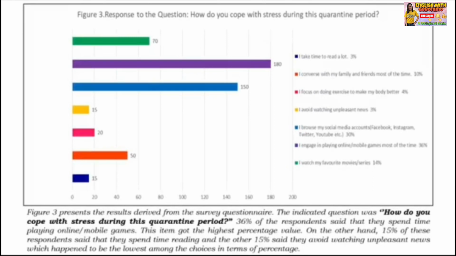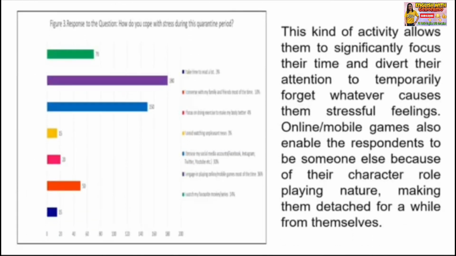Why do you think online or mobile games help young people to manage their stress? Here is the correct answer. This kind of activity allows them to significantly focus their time and divert their attention to temporarily forget whatever causes them stressful feelings. Online or mobile games also enable the respondents to be someone else because of their character role-playing nature, making them detached for a while from themselves.